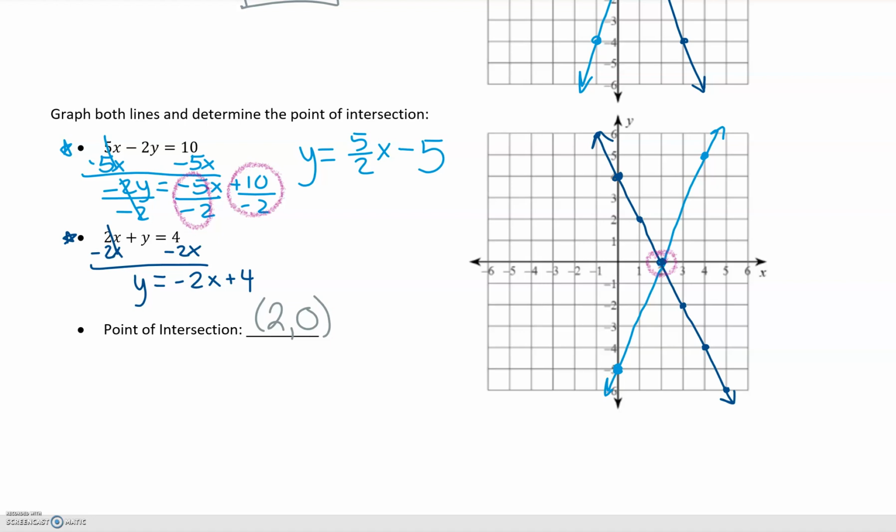If you put (0, 2), then you're actually saying on the y-intercept that that's where they intersect. So please be careful with that. All right, so that right there is solving by graphing.